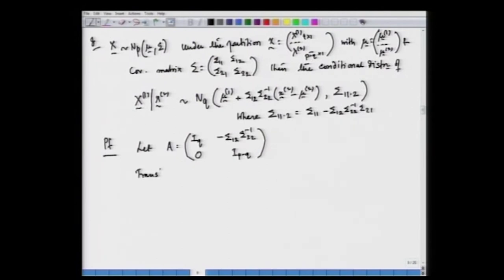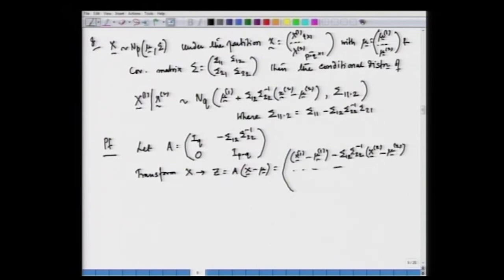So, the transformation is x to z, say z being equal to this A times x minus mu. If I want to write the corresponding partition of this whole matrix, it looks somewhat like this. We have x 1 minus mu 1 minus the matrix sigma 1 2 sigma 2 2 inverse times x 2 minus mu 2. The other part, however, is simply x 2 minus mu 2. So, this is actually the partition of z into z 1 and z 2, say, where z 1 is this and z 2 is this one.